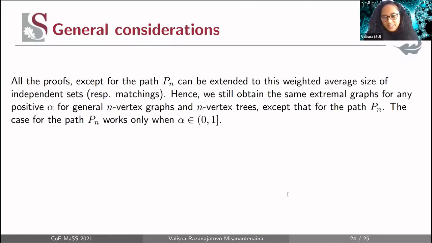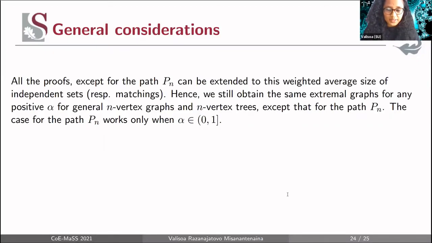When alpha is not between 0 and 1, we had some problems, since, remember the extra terms or error terms I showed you when we had the explicit formula for the path, they don't disappear anymore when alpha is greater than 1.